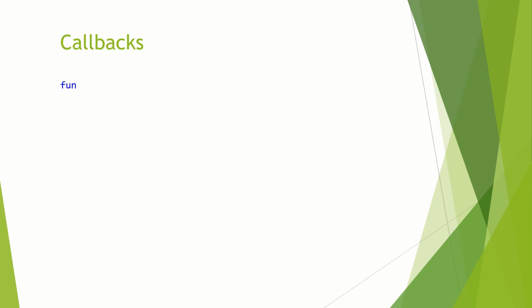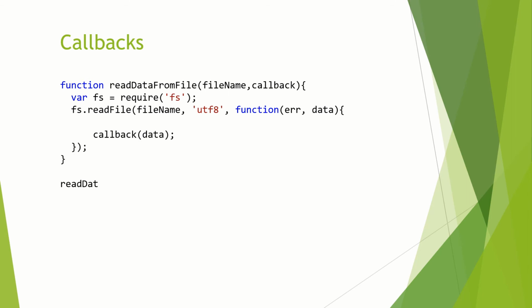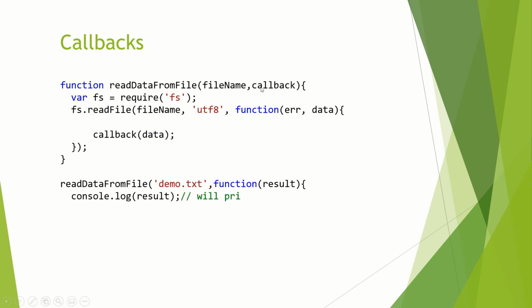Now let's see another example: how we use callbacks in Node.js. Suppose I want to read the data from a file and perform some operation on that data. Here I am declaring one function, read data from file. This function takes two arguments, the file name and the callback. As I said, a callback is nothing but one function that we are passing as the argument. Here you can see this is the function that I am passing as an argument to the read data from file function.